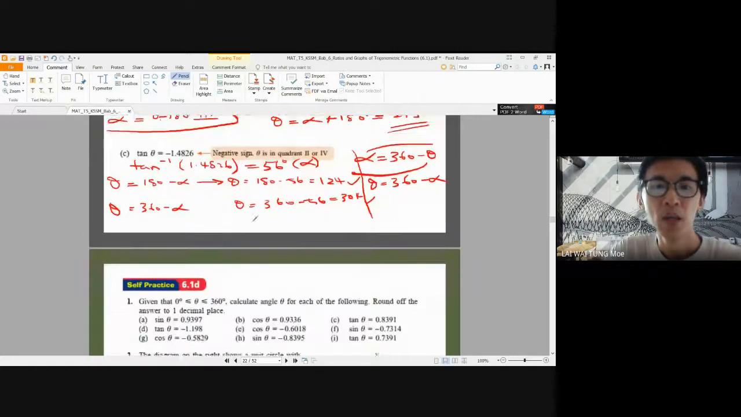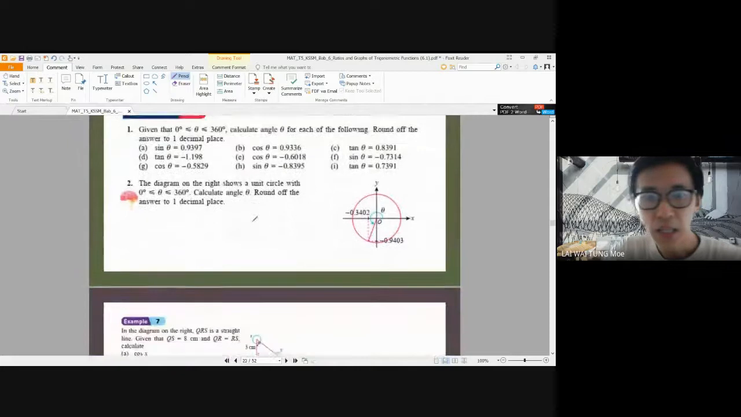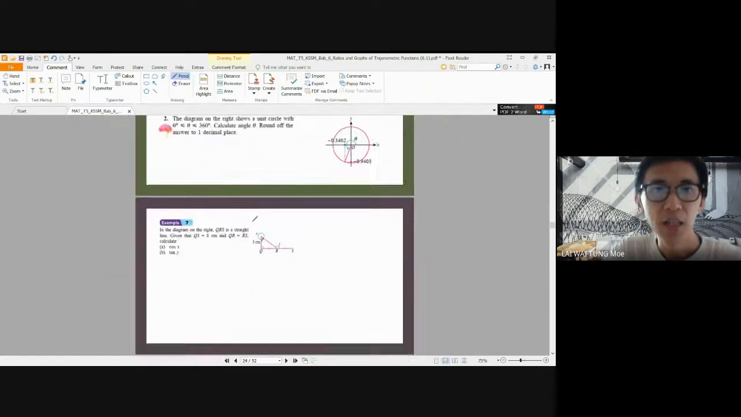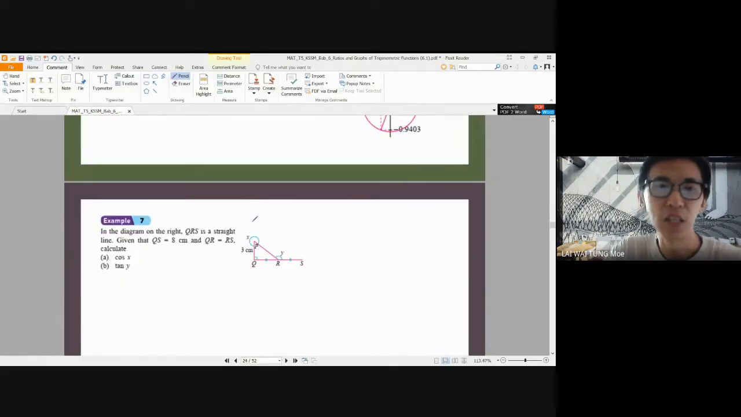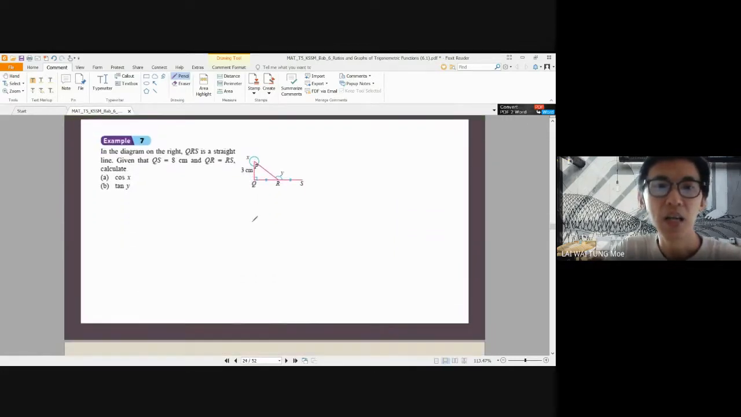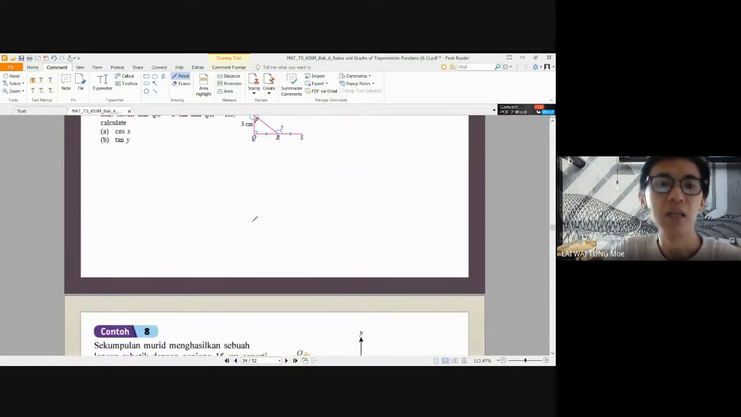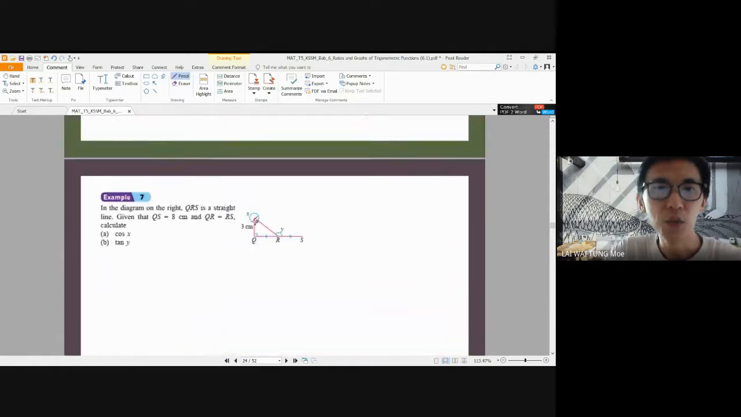Okay, and the last part before we end is solving problems involving sine, cos and tangent. Dia akan kasih soalan panjang-panjang sikit. Seperti inilah. Okay, let's say we do this question.